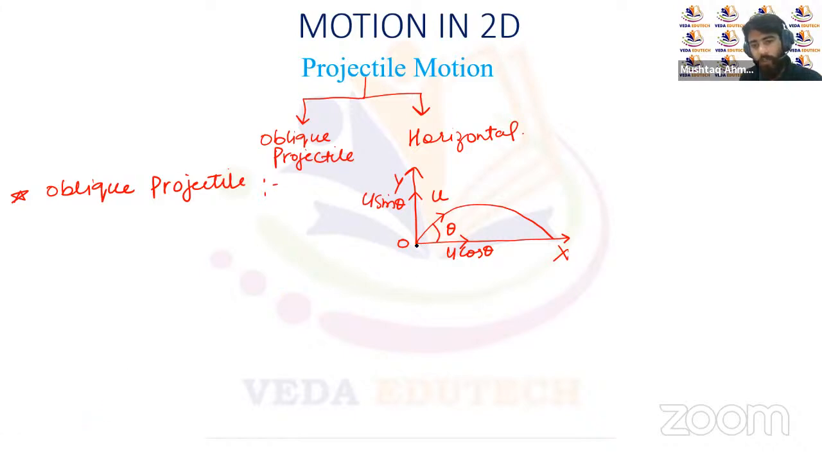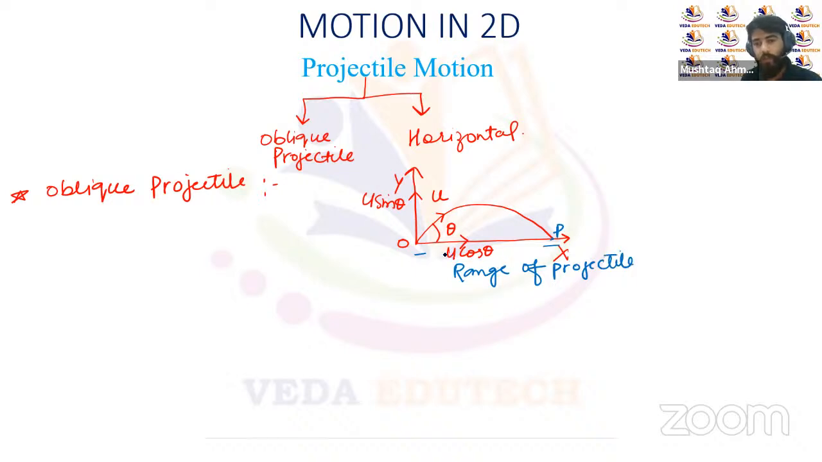The maximum horizontal distance of this projectile is from this origin O to the point where it strikes. Let me call this point P. This maximum horizontal distance between O and P, we call the range of the projectile, right?